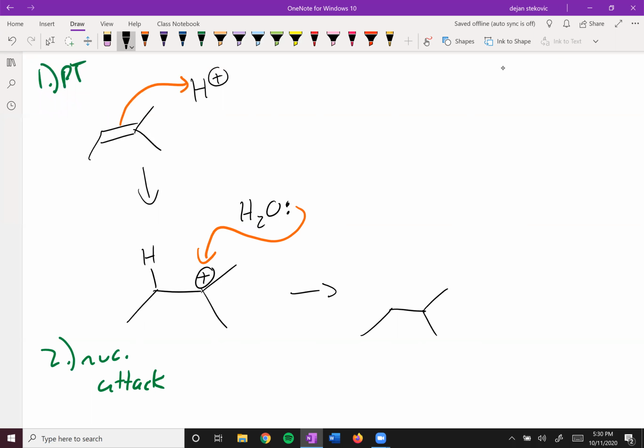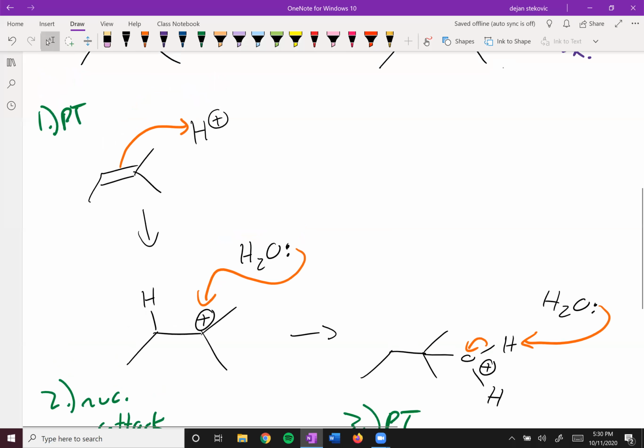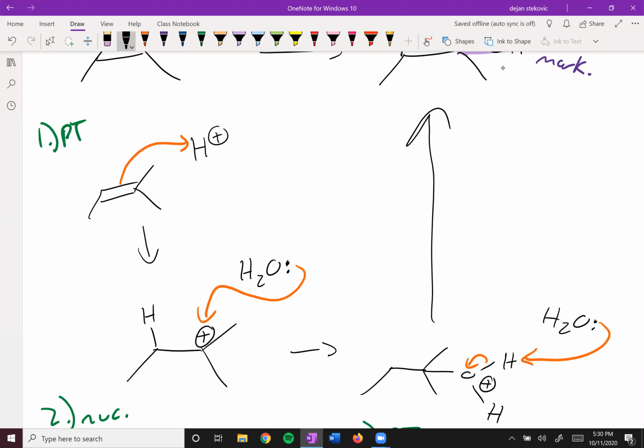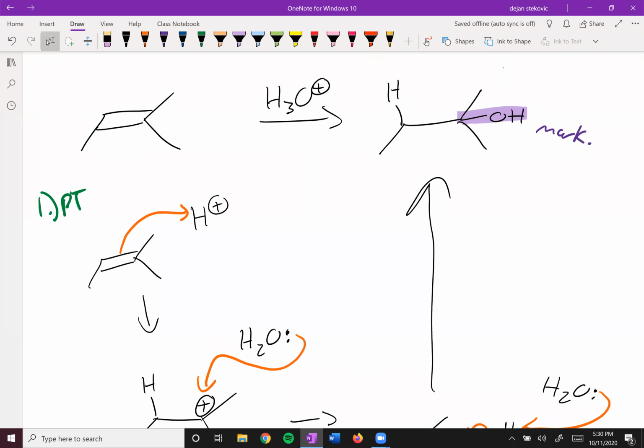To give us almost our final product, right? But in this case, our alcohol is still protonated over here. And so the last step that occurs is another molecule of water comes over here and deprotonates this, right? This occurs another proton transfer to give us our final product. And you can see that is indeed a Markovnikov addition.